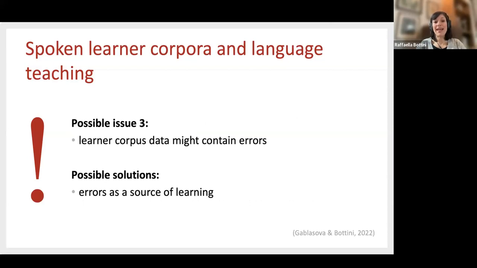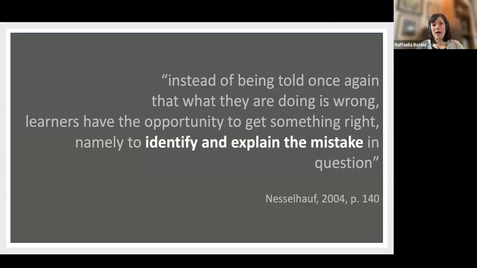And the third possible issue is that learner corpus data might contain errors. But again, this might not be an issue. It might actually be an opportunity if we see errors as a source of learning. And here I'm going to quote Nesselhauf, who said that instead of being told once again that what they're doing is wrong, learners have the opportunity to get something right when they work with learner corpus data, namely to identify and explain the mistake in question. So even if learner corpus data might present some inaccuracies or, let's say, creative uses of language, this is not a weakness at all, because we can involve learners in finding these examples and perhaps correcting or discussing whether they're suitable or not to the communicative context.